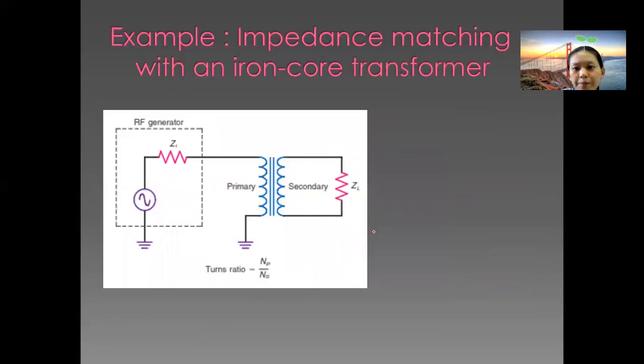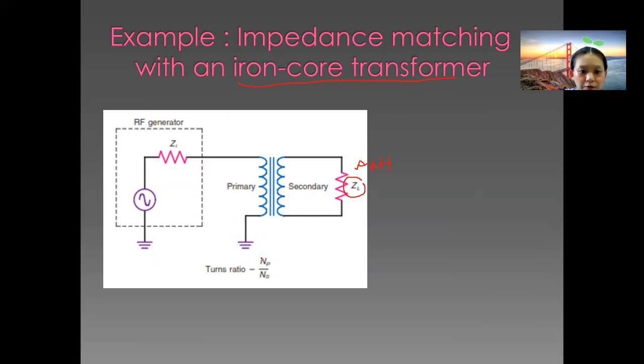Now I give some examples of the iron core transformer. The iron core transformer looks like this. We have an RF generator, this one is our input. Then we have the primary, connected to our secondary coil, and this secondary coil will connect to the impedance of the load. This load will connect to the antenna. This one is the antenna, the load of the antenna.